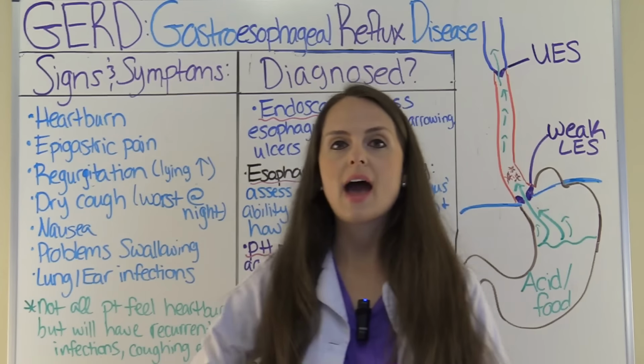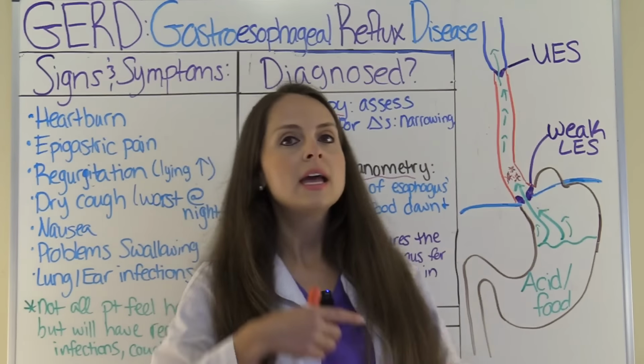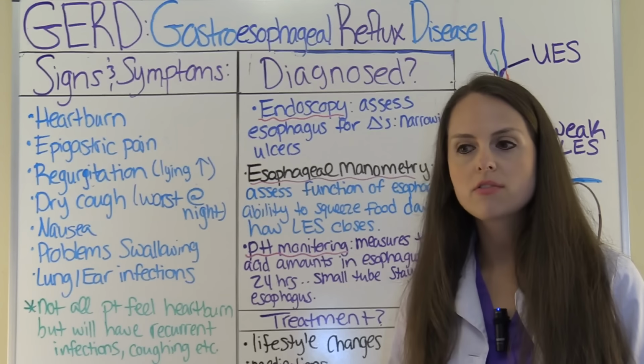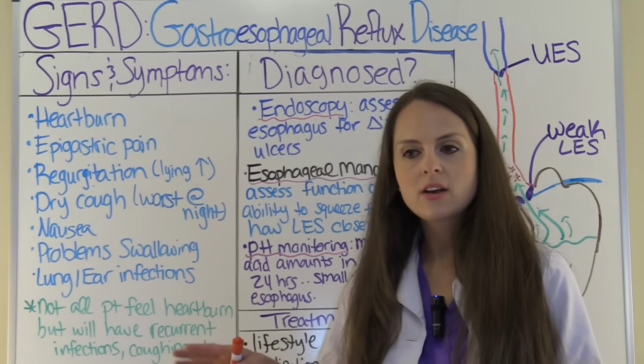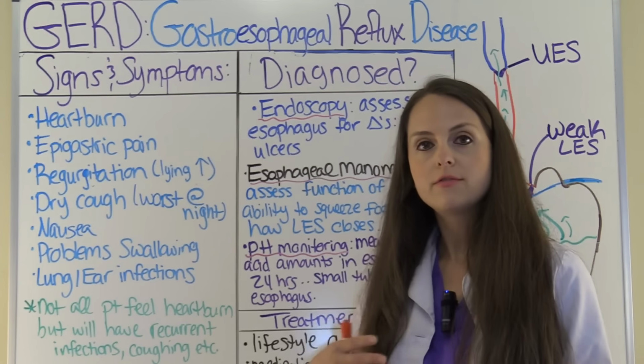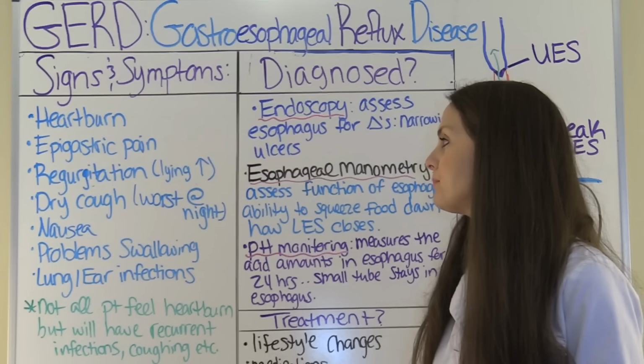regurgitation, and this is where the acid contents are going up through the throat. They may report a bitter taste in their mouth, or whenever they're lying down in a prone position, they can feel that food coming up as well.